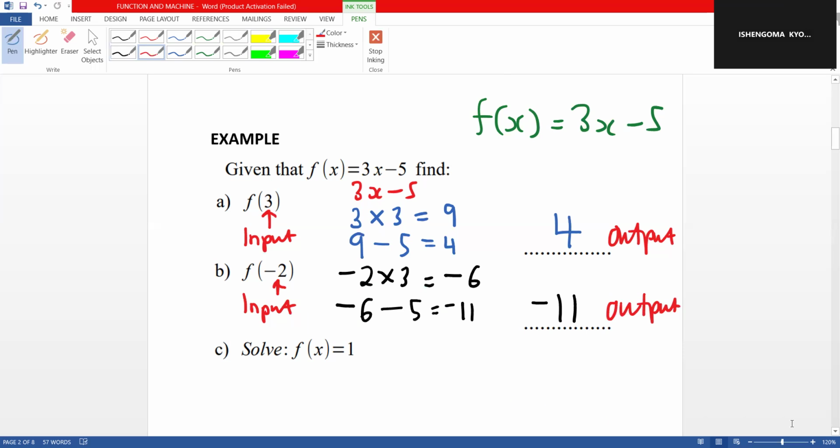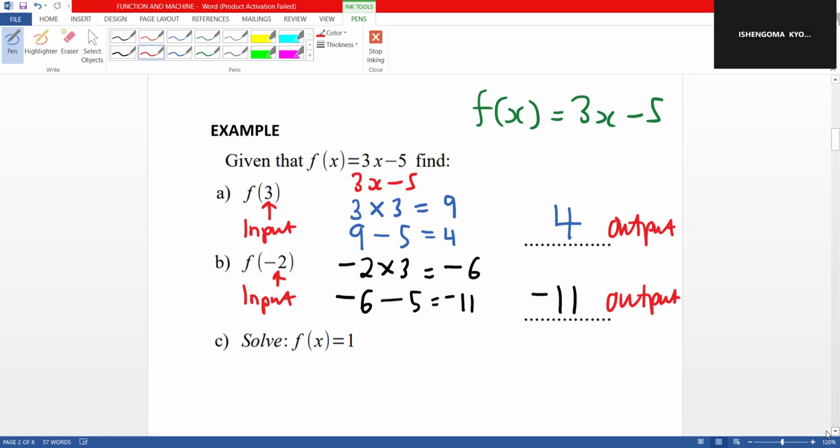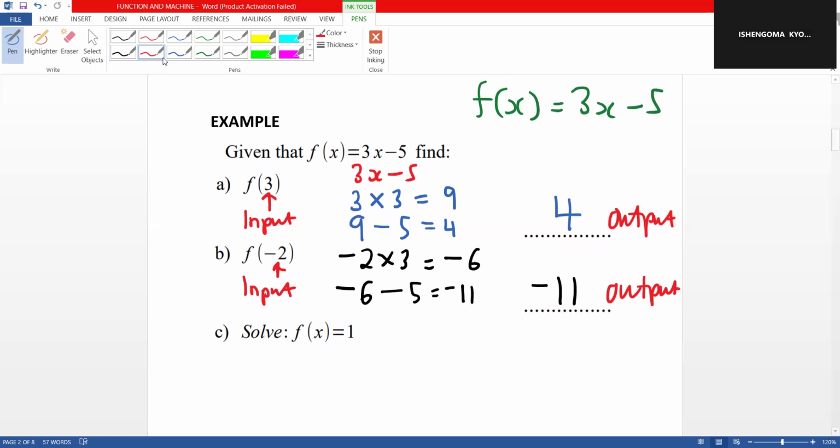Let's look at this last part here. If you look properly at this part, you will realize that now we are not given input. We are given output.